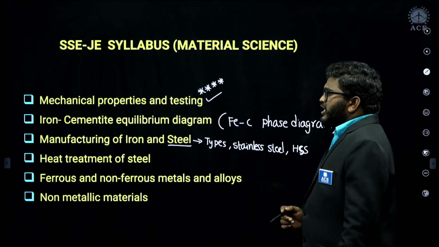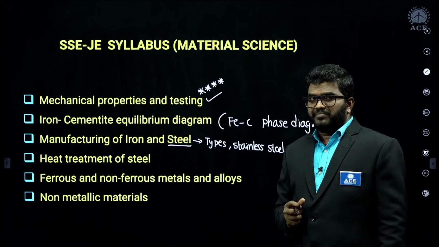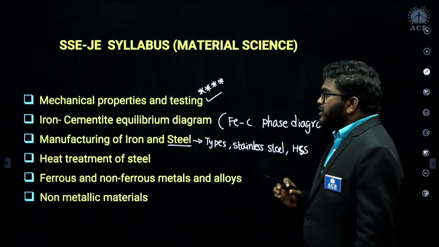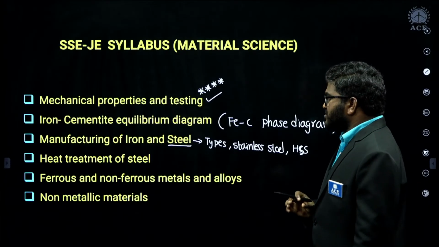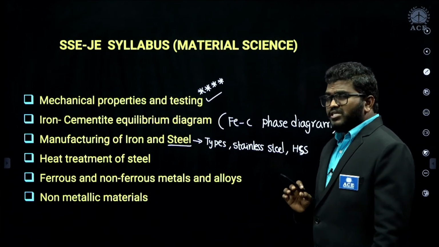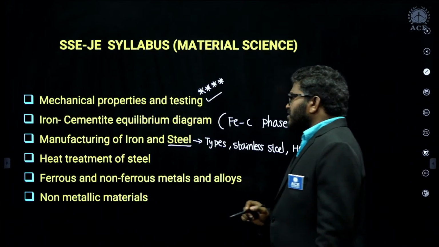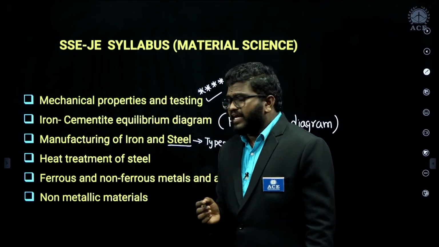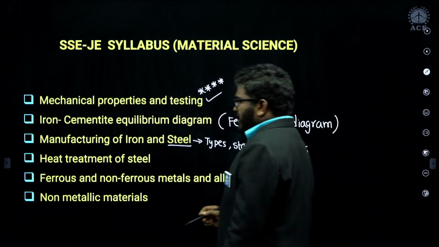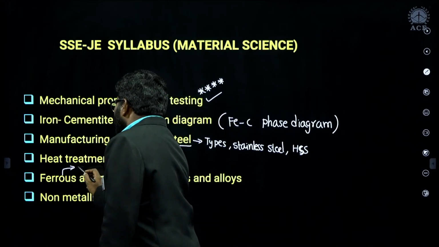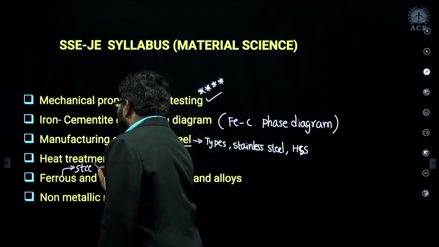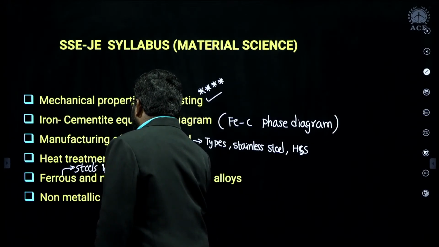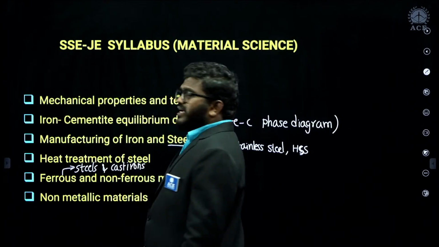And the next important topic is heat treatment of steel. From the heat treatment of steel also, they are asking a good number of questions. And sometimes ferrous alloys, which are nothing but steels and cast irons. Remember, ferrous alloys are nothing but steels, different types of steels, and also cast irons, different types of cast irons. Sometimes they will ask you about different types of cast irons.